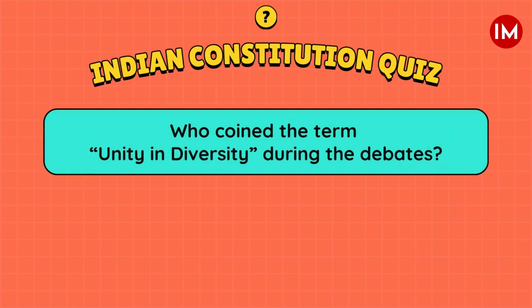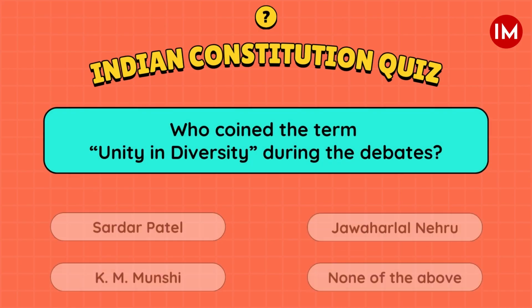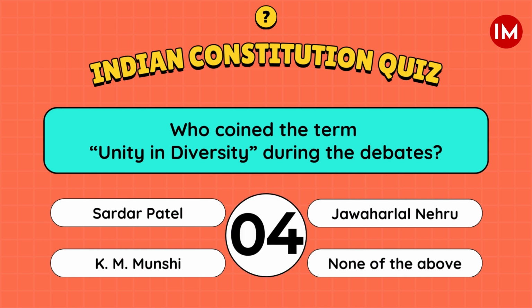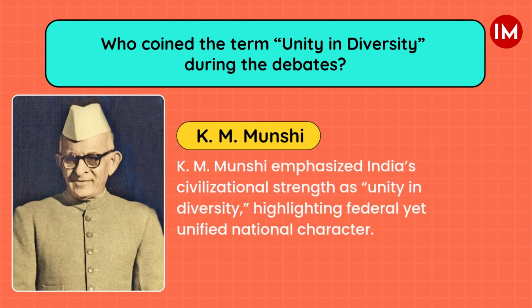Question 18. Who coined the term unity in diversity during the debates? A. Sardar Patel, B. Jawaharlal Nehru, C. K.M. Munshi, D. None of the above. The correct answer is C. K.M. Munshi. K.M. Munshi emphasized India's civilizational strength as unity in diversity, highlighting federal yet unified national character.